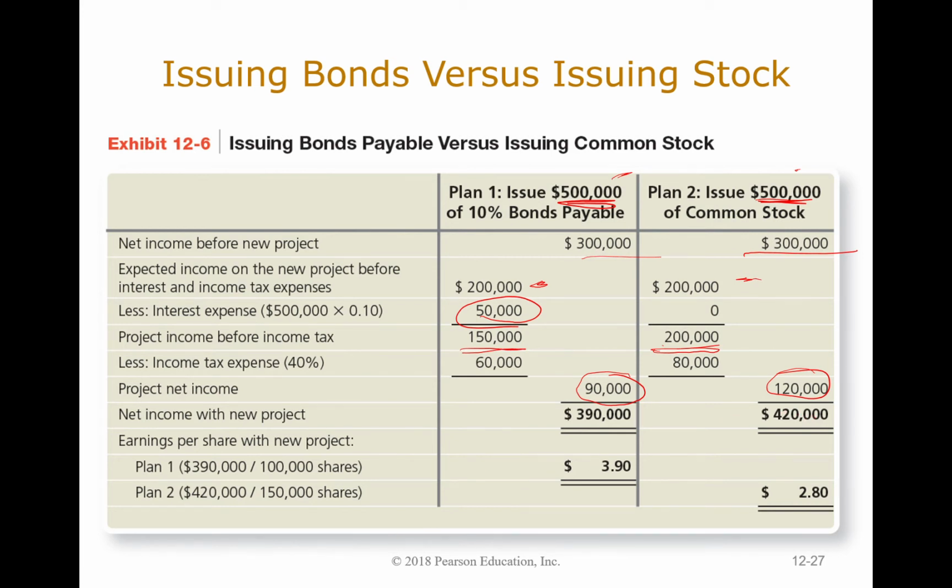But our earnings per share for shareholders would be much more attractive with a bond, because shareholders would see a $3.90 earnings per share that they hold, whereas when we're issuing stock, it dilutes the value of the stock because the company is only worth so much.